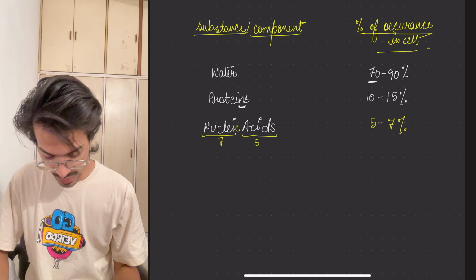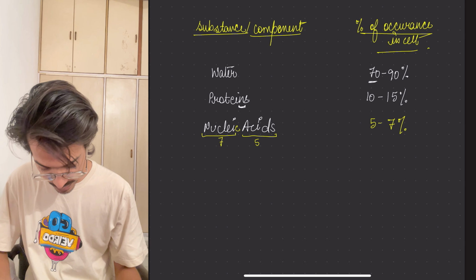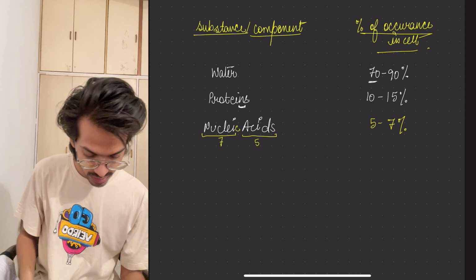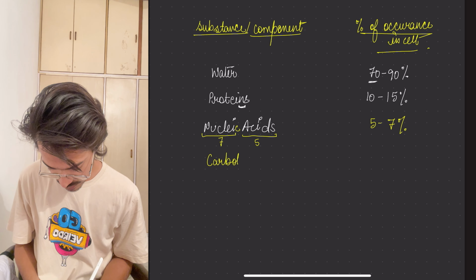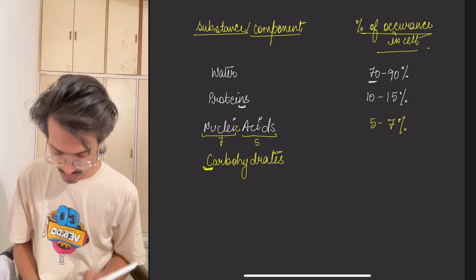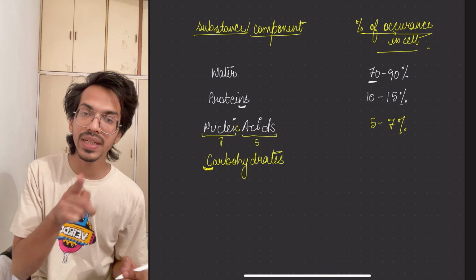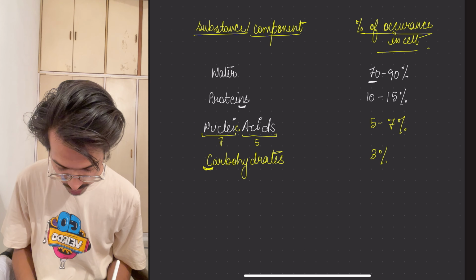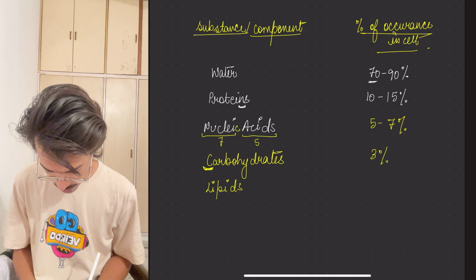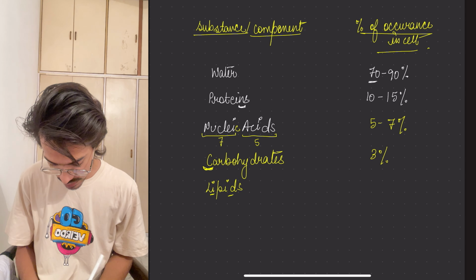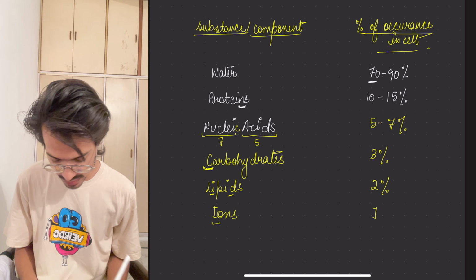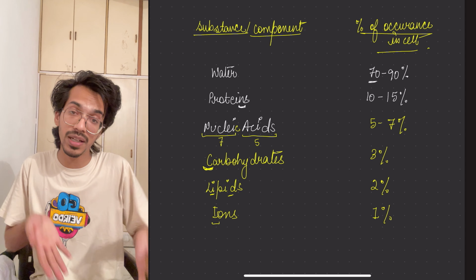Now after nucleic acid the next component is carbohydrates. Carbo, C. So components A, B, C, it is at the third position, so this will be 3%. After this come lipids. Now see, in lipids how many I's are there? There are 2 I's, so 2%. And the last one is the ions. How many I's in ions? 1, so 1%. This becomes your table ready.